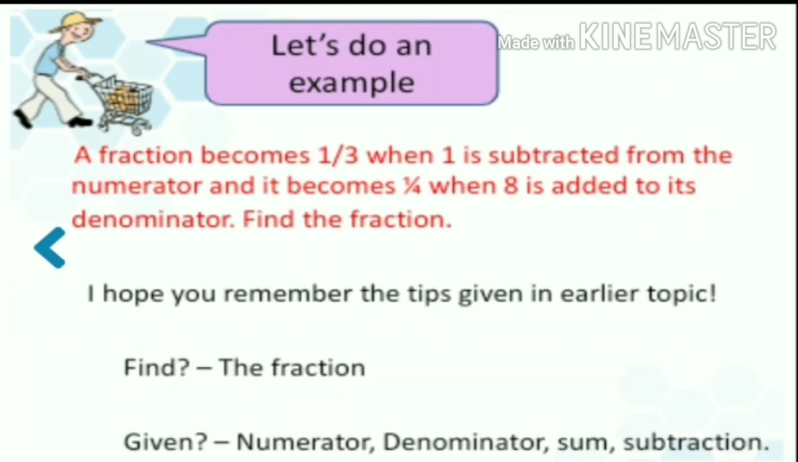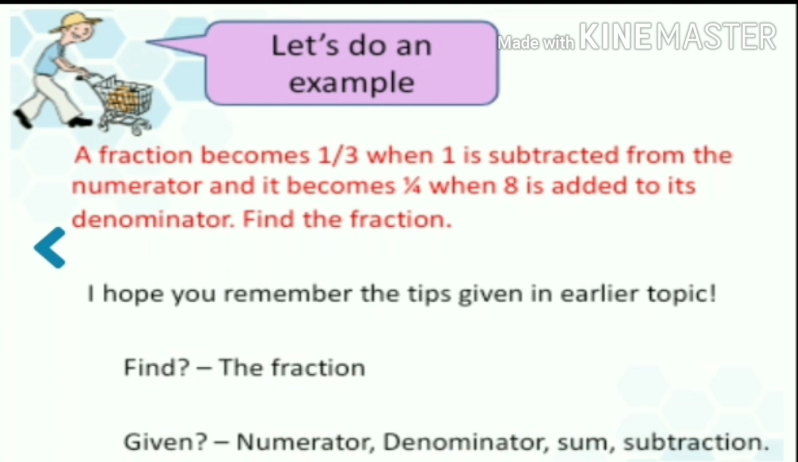A fraction becomes 1 upon 3 when 1 is subtracted from the numerator, and it becomes 1 upon 4 when 8 is added to the denominator. Now the question is: find the fraction. So I hope you remember the tips given in earlier topics, how we form the algebraic equation.